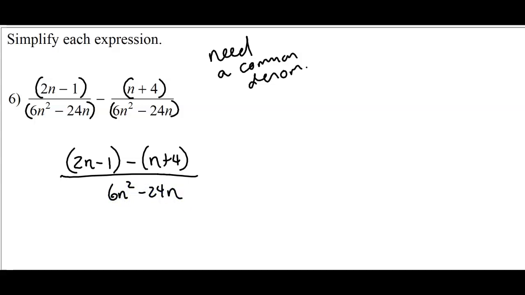Okay? So that's the first step. In this case, since they already had a common denominator, you go ahead and just put the two numerators together in one fraction. Now in this case, since it's minus, we are going to distribute the negative. Now if it's a plus, you don't need to do that obviously, but with subtraction you do need to distribute the negative.